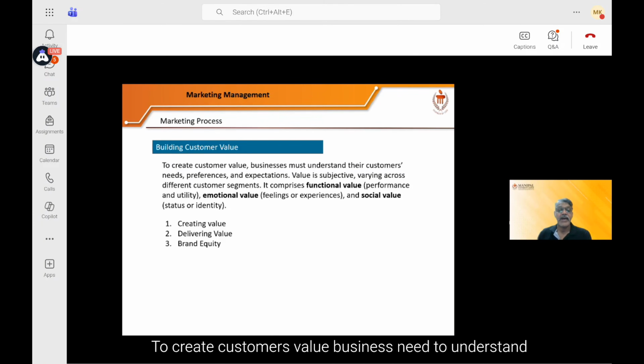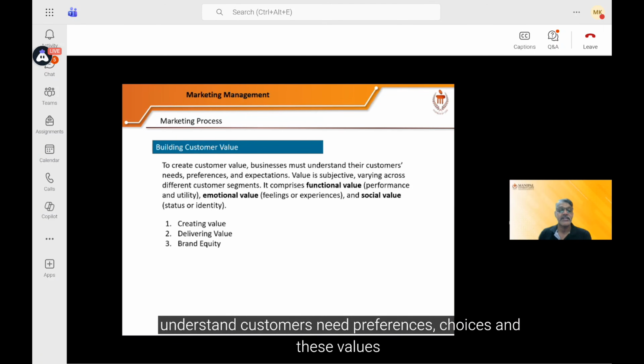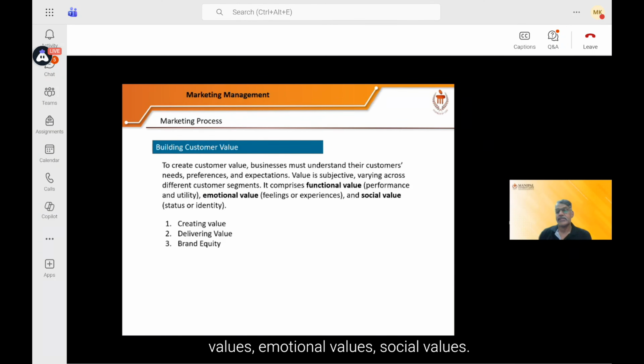To create customers' value, a business needs to understand customers' needs, preferences, choices, and these values are categorized into three main parts. They are functional values, emotional values, social values. What are functional values? As I told you, what is the purpose of buying the phone? What is the utility of buying that phone in the market? How is it going to perform?